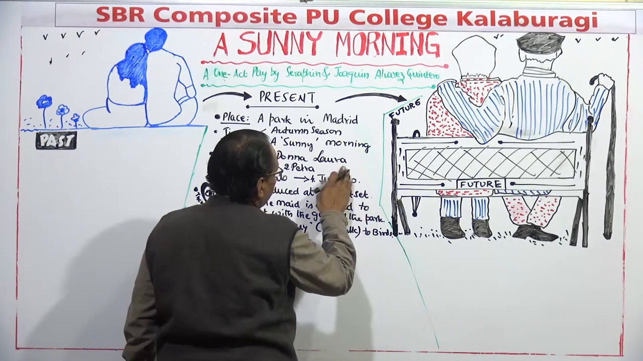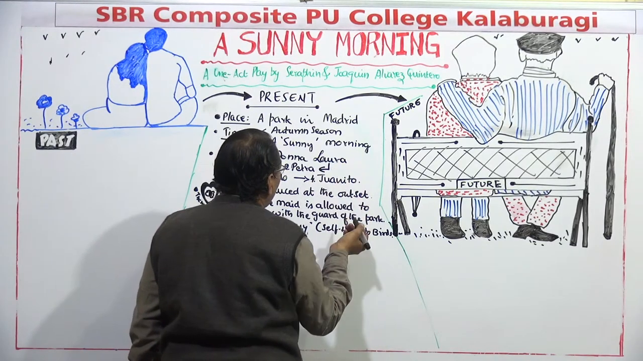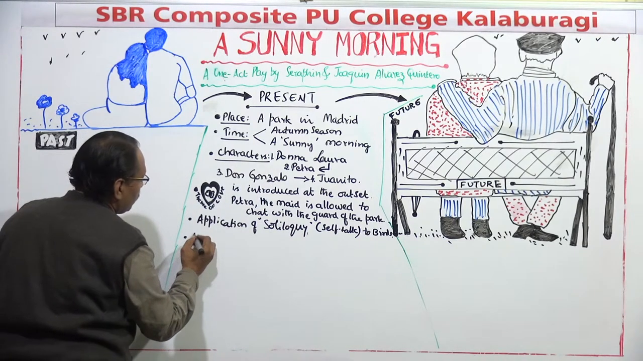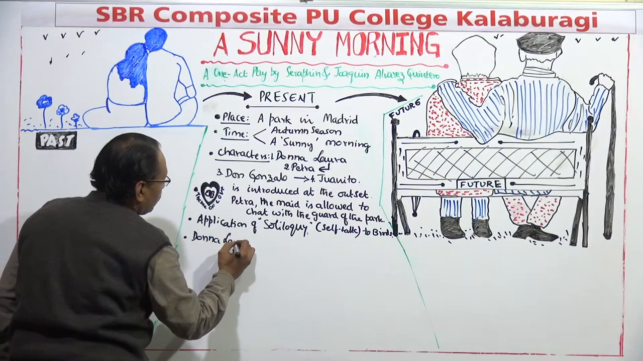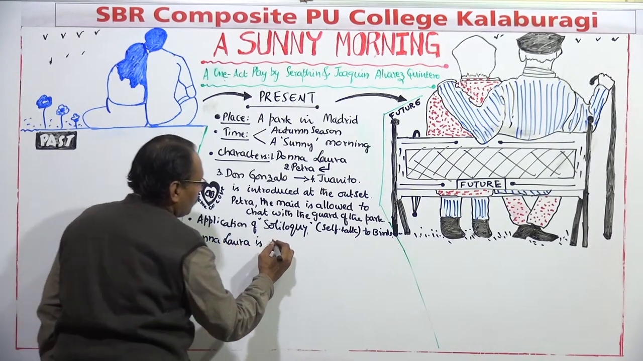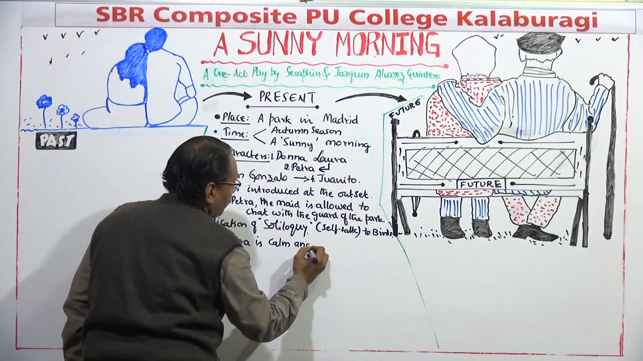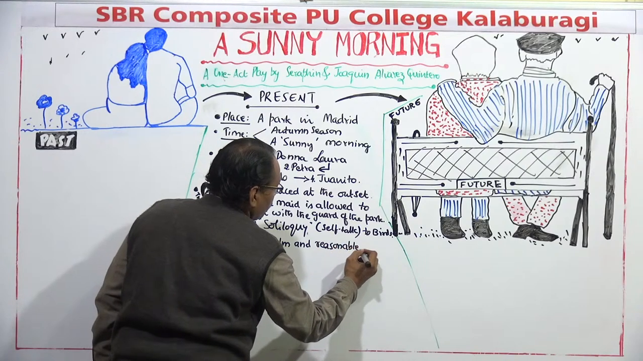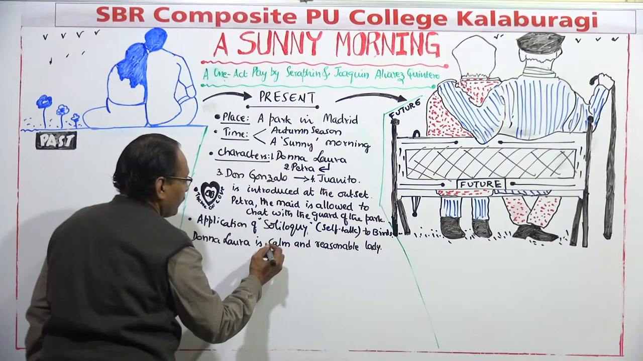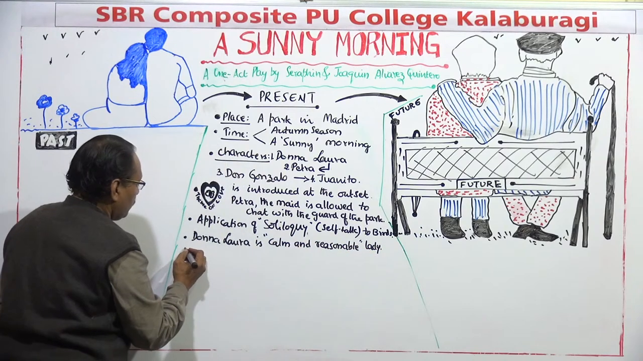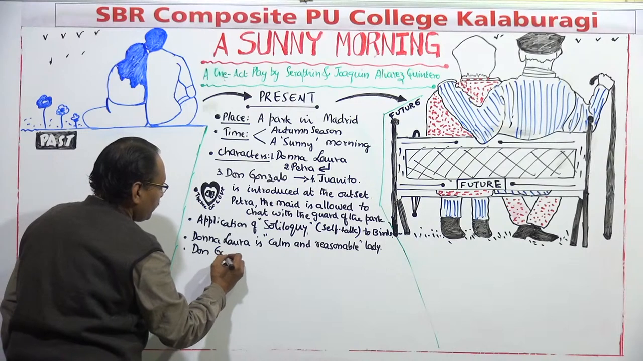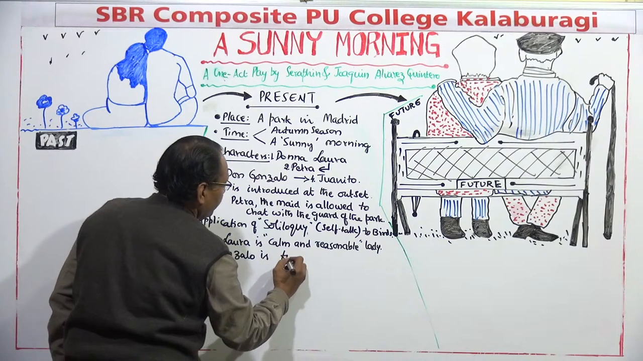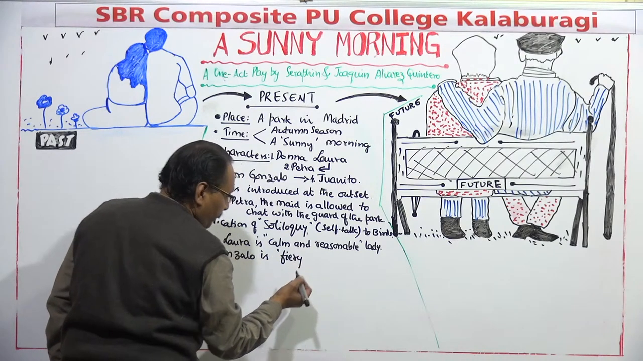So, like that, if you see the characterization, we find Donna Laura to be a very calm woman. We can see that she is very calm, a calm and reasonable woman. She understands everything. A reasonable lady, we see. Whereas Don Gonzalo, initially we see them like this. Don Gonzalo is fiery, or rather hot-tempered or quick-tempered.